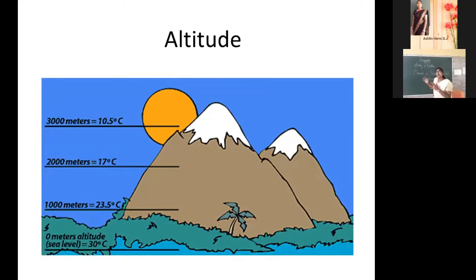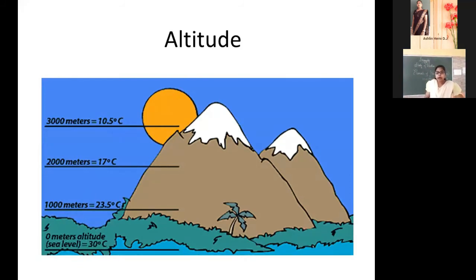How can we determine the temperature based on the height of land above the sea level? Now look at the picture I have shared here. See, as we go higher, the temperature will decrease, isn't it? If you are climbing a mountain, we can experience a cool climate. Yes or no? Yes.